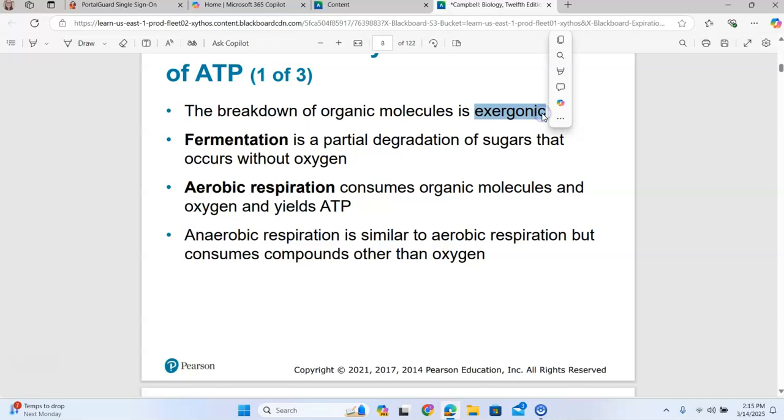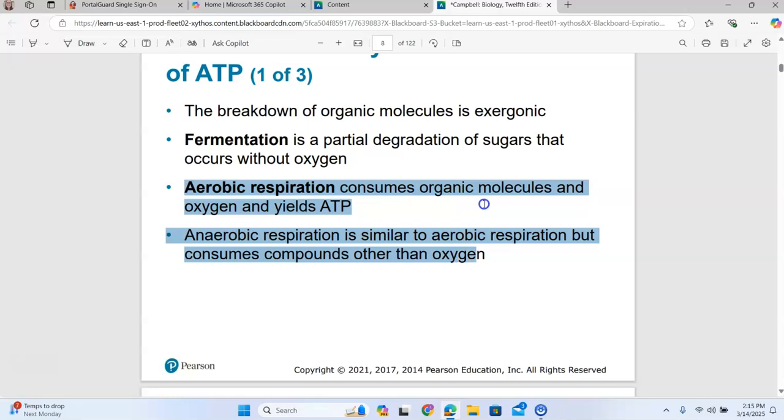Cellular respiration is exergonic, energy is released, and cellular respiration, when it is true cellular respiration, is aerobic respiration. In other words, oxygen is required. So aerobic respiration is cellular respiration which consumes organic molecules in the presence of oxygen and produces ATP. All right, anaerobic respiration is similar, but oxygen is not involved.